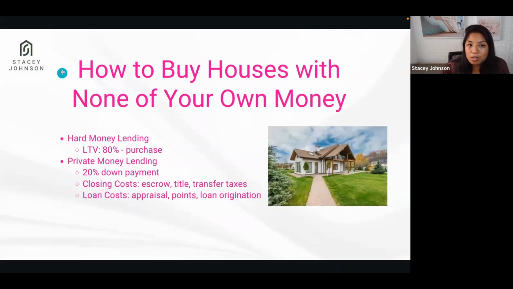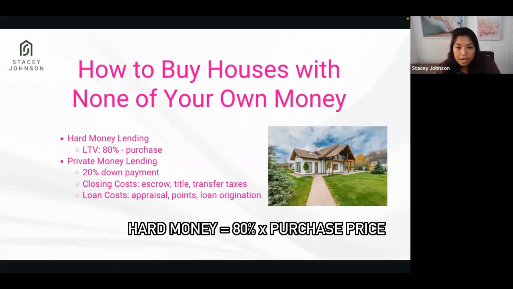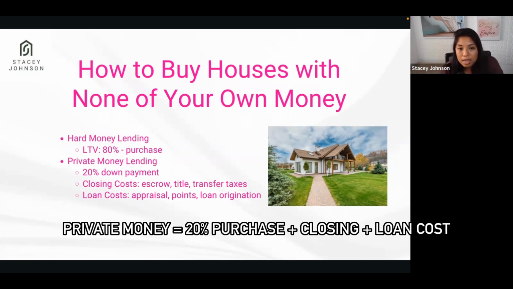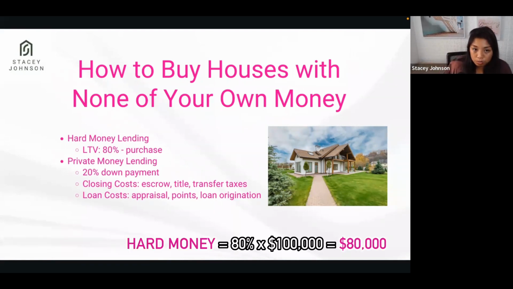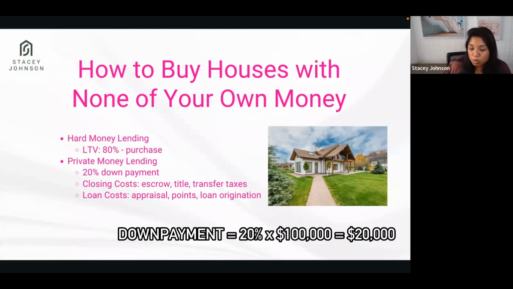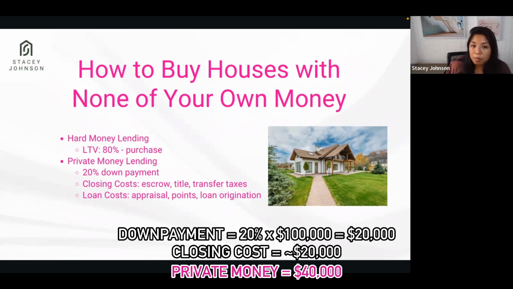Typically, people buy houses with none of their own money. And the way they do this is using hard money lending and private money lending. 80% of the purchase is hard money lending, and then the additional 20% down payment plus any closing costs and loan costs is going to be from private money lending. So in that same example with a $100,000 house, the hard money lender is going to fund $80,000. I need to come up with $20,000, which is a 20% down payment, plus the additional closing costs. So another $20,000, let's say. And that's pretty much it.